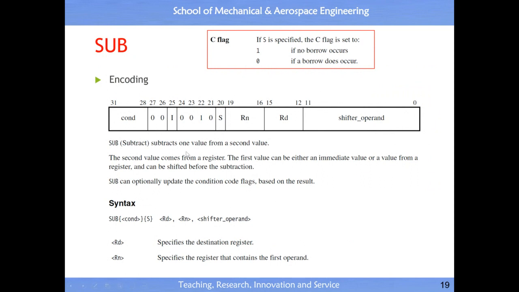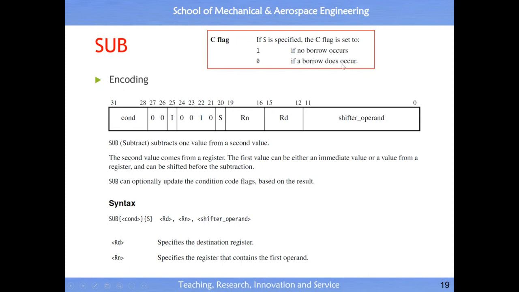a computational result. Okay, so when you do the subtraction, you may wonder how to take into account the digit of a borrow, because when you do a subtraction, eventually you may borrow one digit from the left-hand side. Do we have a borrow bit in the status register? The answer is no, we do not have. Then how to know this information about the borrow? The answer is to use the carry bit.